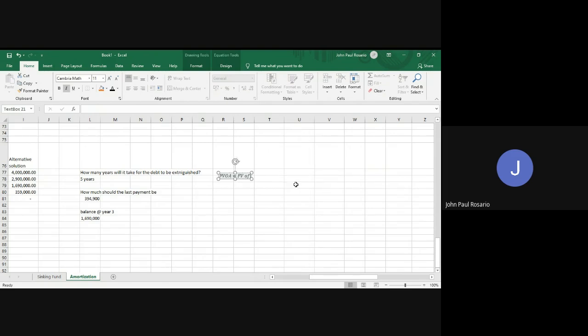FV of PVOA at n periods is payment times 3. Ano ba? Dili gapon siya, no? Decreasing mo good siya. Okay.